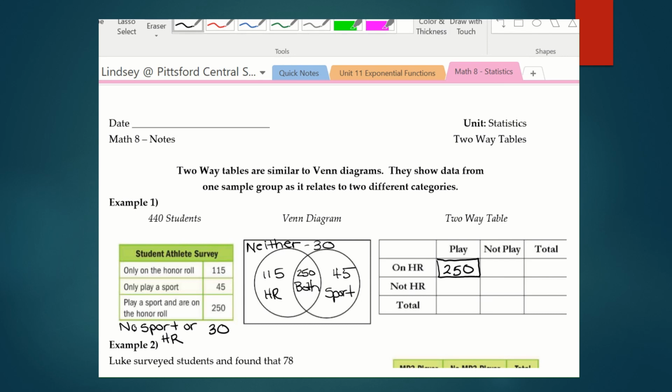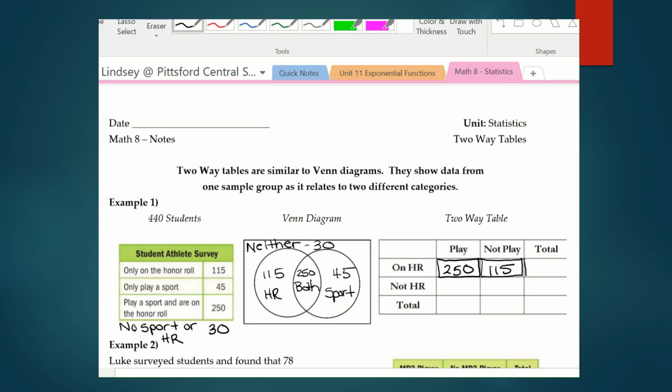Again, if I take my fingers and follow the column and the row here, those two are going to intersect in this space here. So this space here is for kids that are on the honor roll, but they don't play a sport. So on the honor roll only, and that was 115 students.